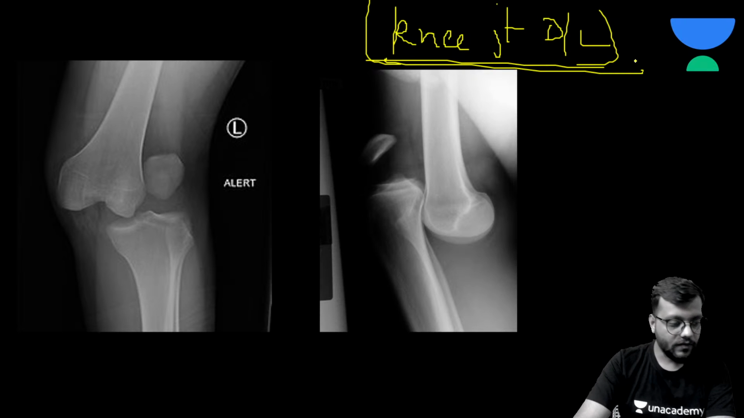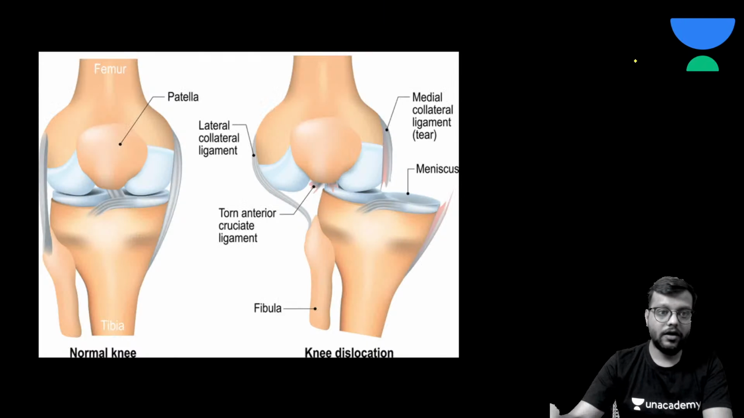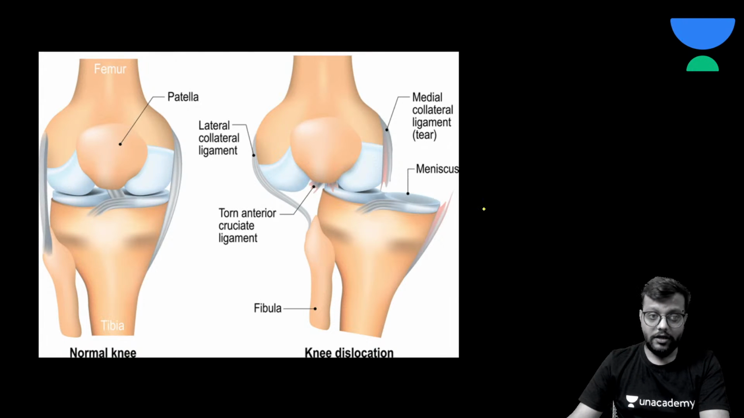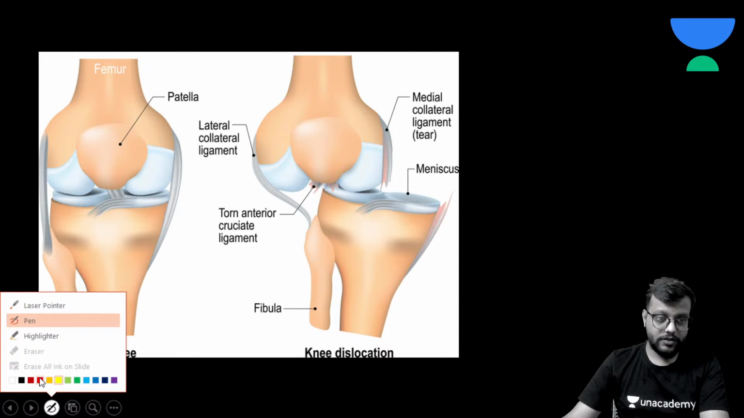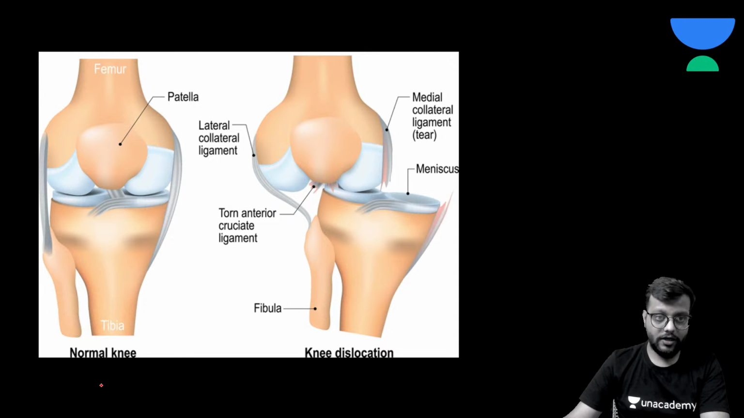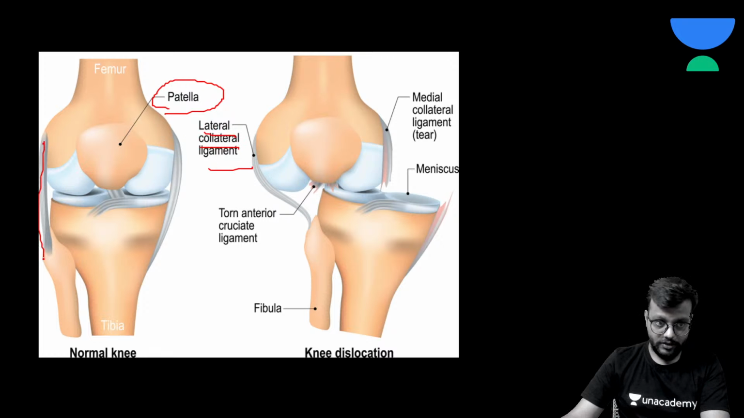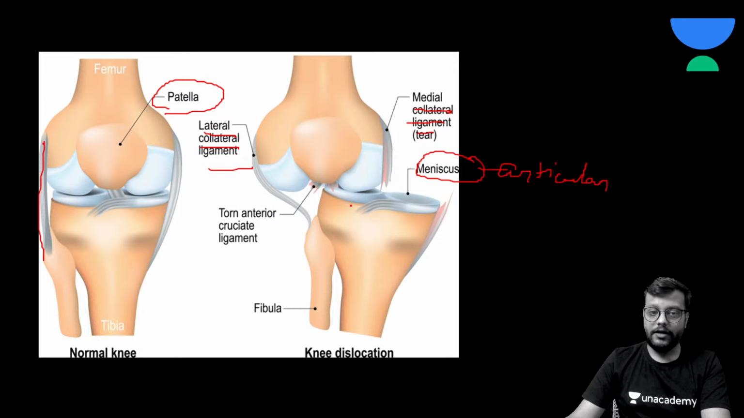Okay, now see here, in the normal knee you can see the attachment of important ligaments. This is the patella. Here you have the lateral collateral ligament on the fibular side, that is the lateral side. On the medial side you have the medial collateral ligament, the menisci on the articular surfaces, and the anterior cruciate ligament and posterior cruciate ligament.